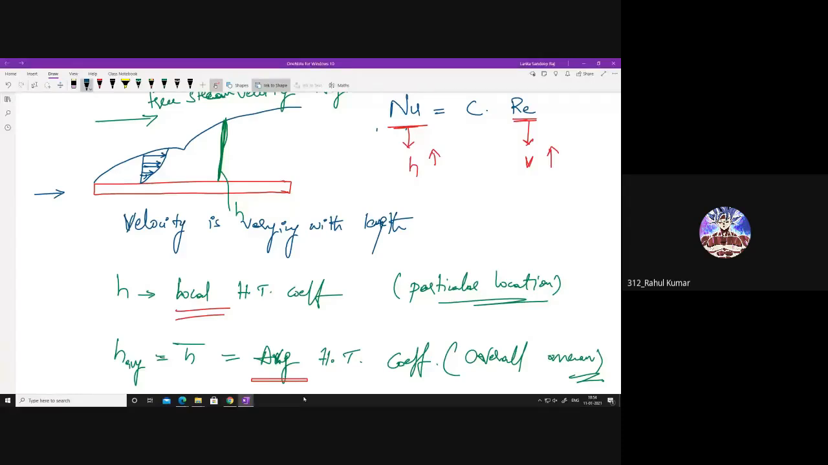Sir, in a particular location, we have multiple velocities at different layers. Then how would there be a single local H value? That's the point. Even if you take the average value, this average value is also based on all these things. So many velocities less than the free stream velocity exist in this boundary layer. Here one velocity, here one, here one. All those velocities are taken as an average here.